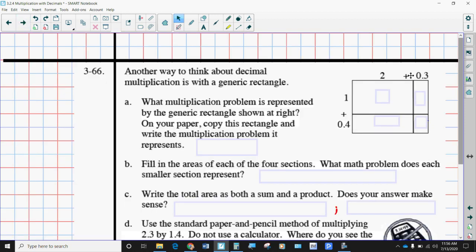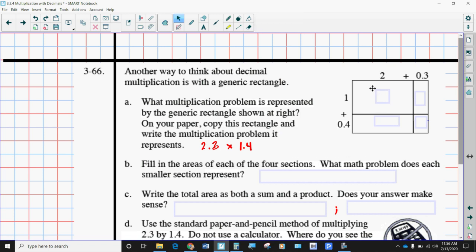All right, now let's think about mixed numbers. Another way to think about decimal multiplication is by using this generic rectangle that we used when we were multiplying mixed numbers earlier in our lessons. What multiplication problem is represented by this generic rectangle shown at the right? Well, this is 2 plus 0.3, right? So that would be 2.3, and this is 1 plus 0.4, so that's going to be 1.4. So when you multiply 2.3 times 1.4, that is the problem that this is modeling.